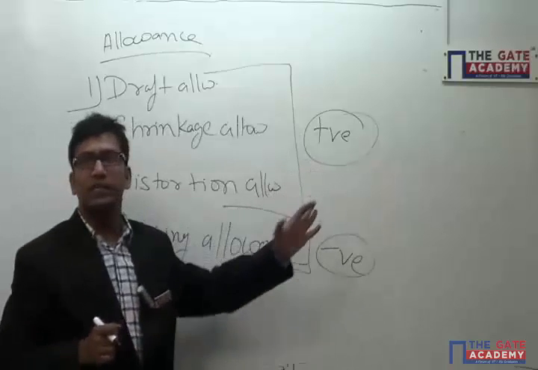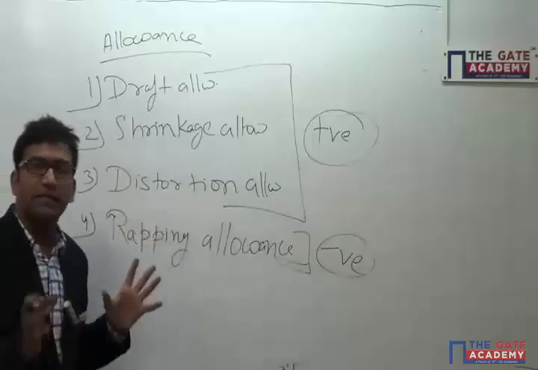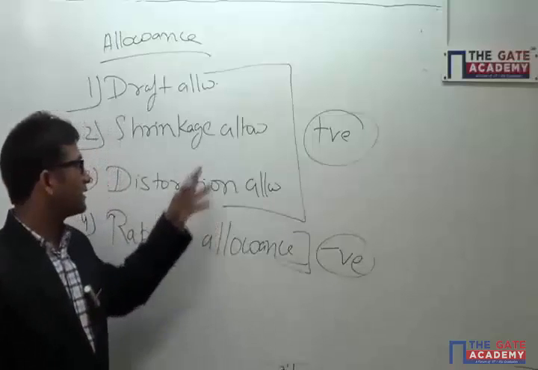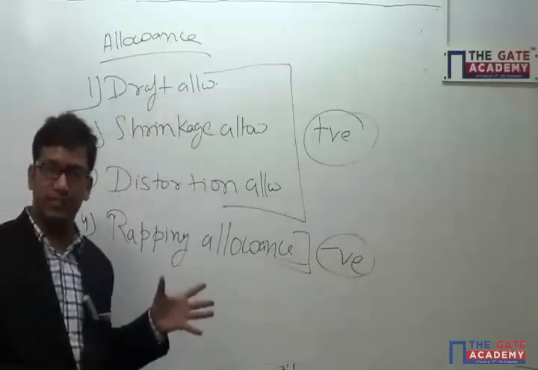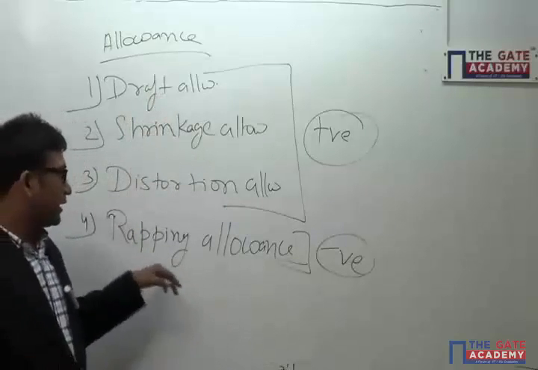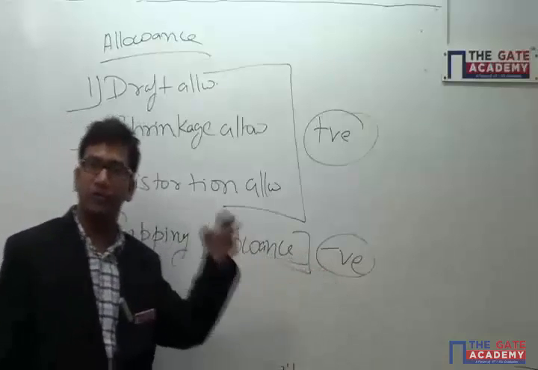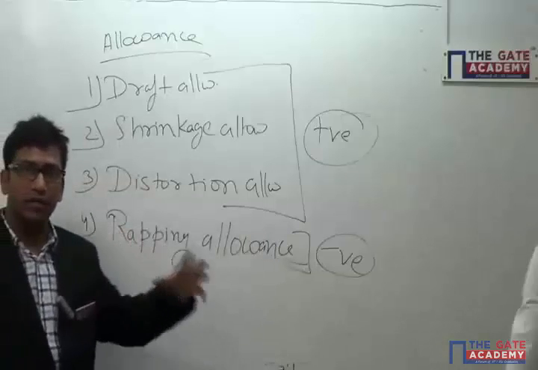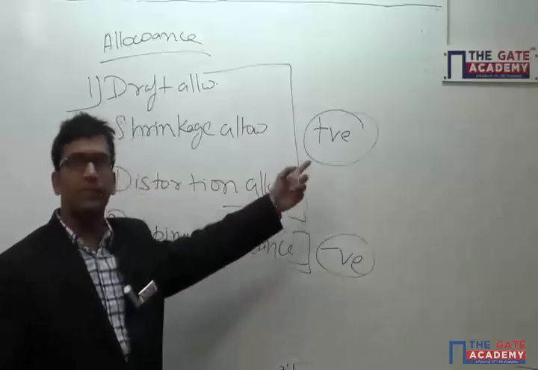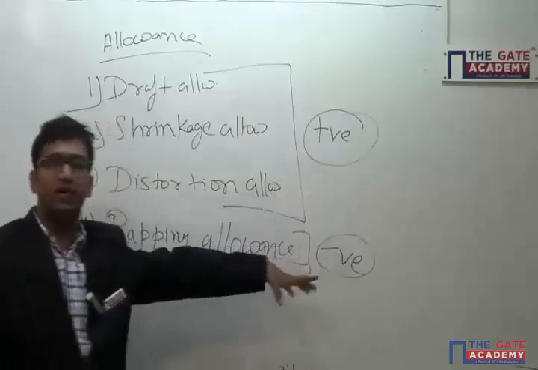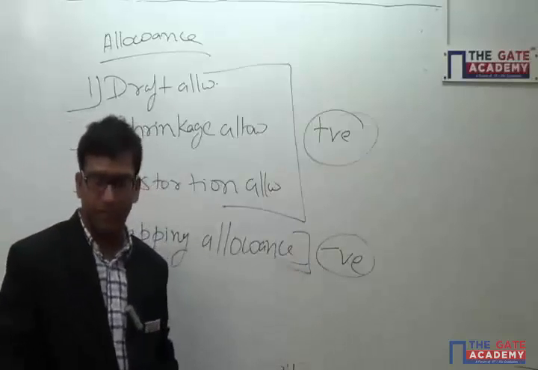Positive allowance means we have to provide some extra material to compensate for these three kinds of allowance. But in wrapping allowance, that is negative allowance, we are required to take out some material from the casting itself. So providing material is positive allowance, and taking out some of the material from your casting is your negative allowance.